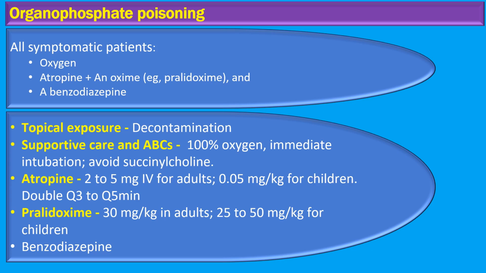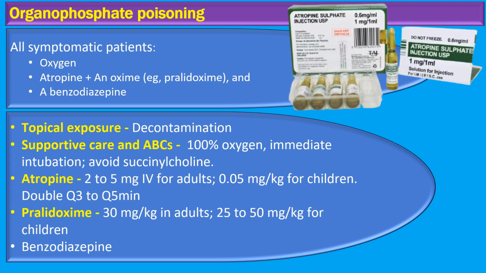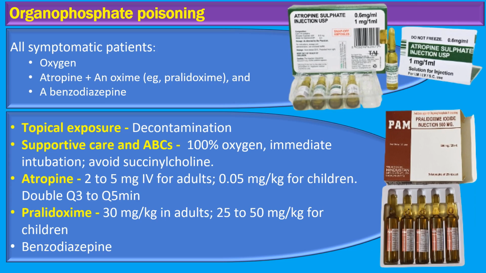For those patients who are severely affected, with a significantly altered mental state or on the brink of respiratory failure, we must provide 100% oxygen and prepare for immediate tracheal intubation. It's important to note that succinylcholine is contraindicated for rapid sequence intubation in these cases due to its potential to worsen the poisoning. Often, patients will present with bradycardia and hypotension, especially in moderate to severe cases of poisoning. To address this, we must ensure adequate volume resuscitation using isotonic crystalloid, alongside other resuscitative measures and diagnostic procedures.